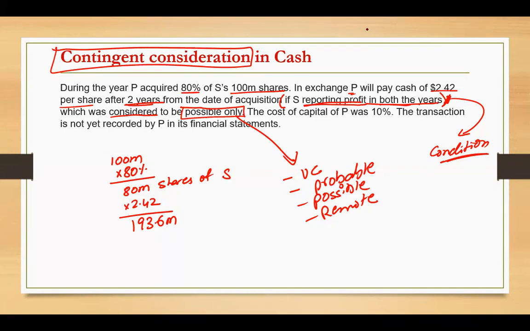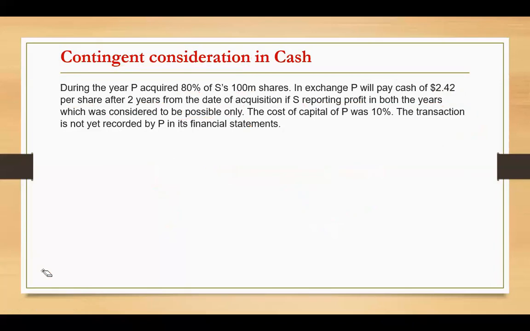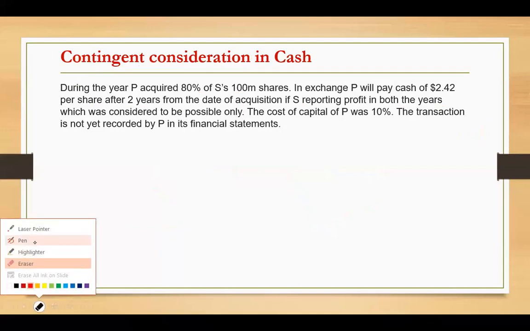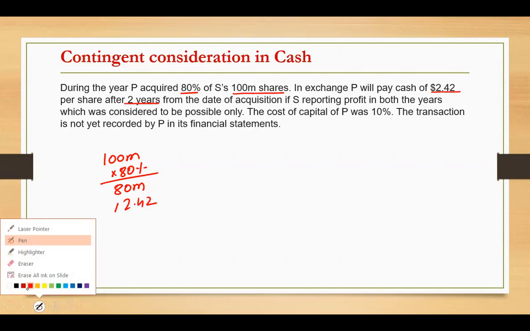Okay, so let's resume. So we were discussing that in case of contingent consideration, let me start again so that the disconnectivity does not create a problem. So in case of contingent consideration, during the year, parent acquired 80% of subsidiary's 100 million shares. So 100 million into 80% is what we have acquired, 80 million shares. In exchange, parent will pay $2.42 per share after 2 years.